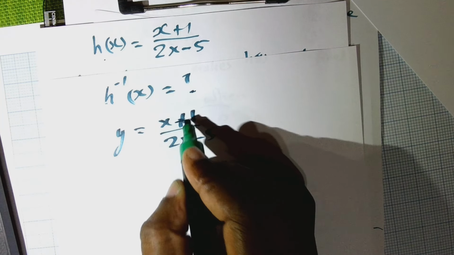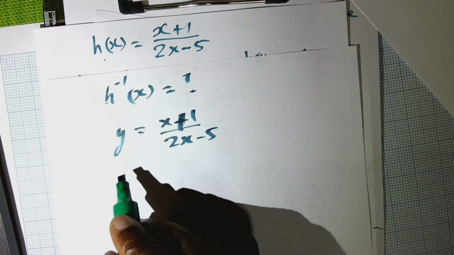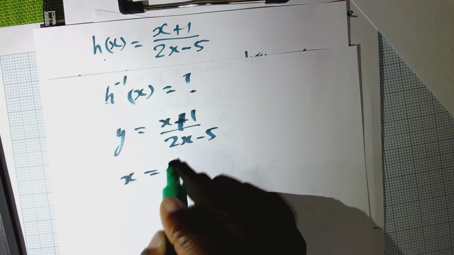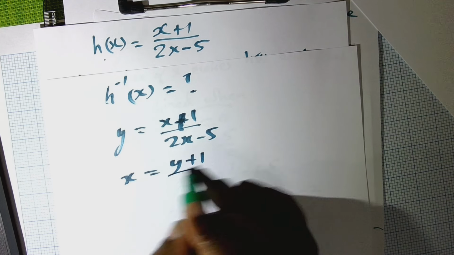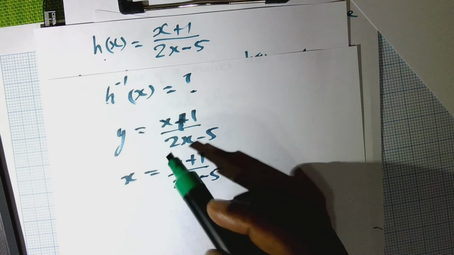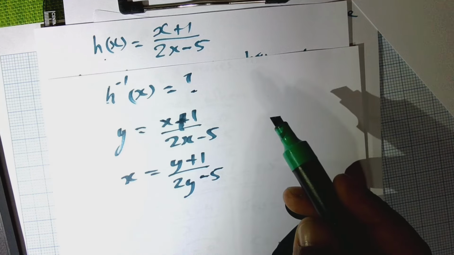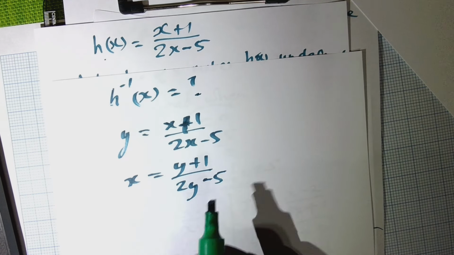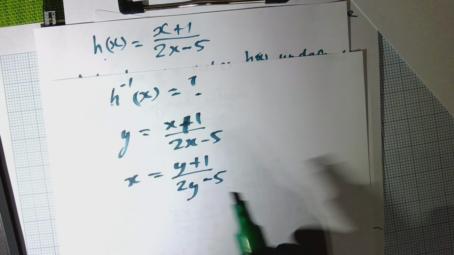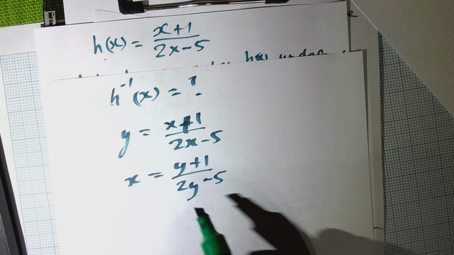Writing back everything else, we have this. Then we're going to interchange x and y. So y became x, and the x's became y's. Then we're going to solve for y. Now, to do this, it's going to be a little bit weird because we have y in the numerator and denominator, not just one place.